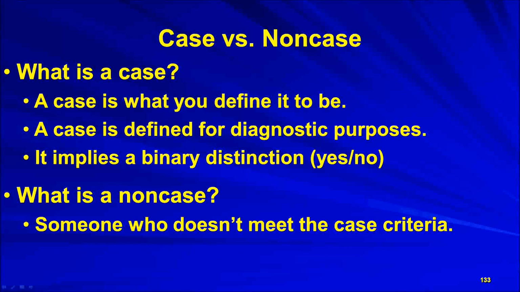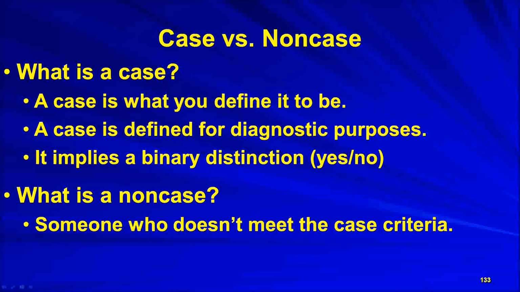Okay, case versus non-case, you can see I'm really harping on this. A case is what you define it to be, but you have specific criteria. And what happened to us in about 1988, we were using criteria for AIDS, and we were classifying people according to meeting specific criteria, and then we changed the criteria. So after 1988, we couldn't use the data prior to 1988, because once you change the case definition, you're comparing two groups.